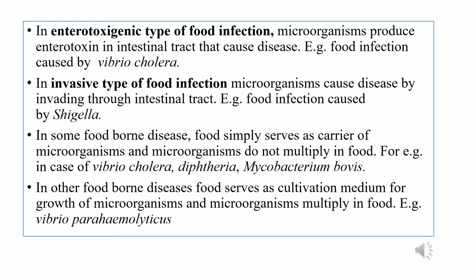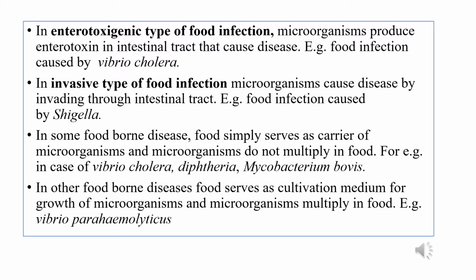Now, in some foodborne diseases, food simply serves as a carrier of microorganisms, and the microorganisms do not multiply in the food. So, there are certain kinds of food which are contaminated with microorganisms and bacteria. Food is the main carrier of all these microorganisms and bacteria to enter into a human body.